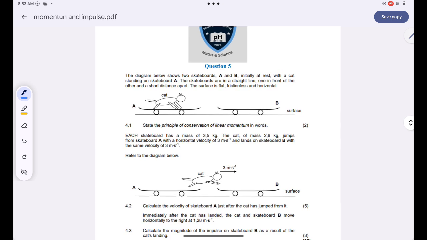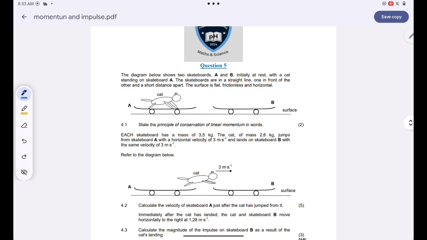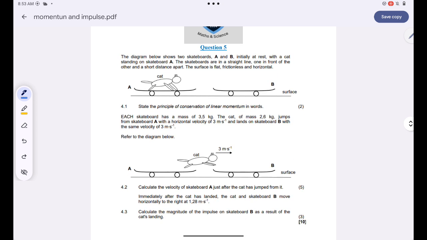Okay, question 5. The diagram below shows two skateboards, A and B, initially at rest, with the cat standing on skateboard A. The skateboards are in a straight line, one in front of the other and a short distance apart. The surface is flat, frictionless, and horizontal. First question, they want us to state the principle of conservation of linear momentum in words. It simply says that in an isolated system, the total linear momentum is conserved in both magnitude and direction.